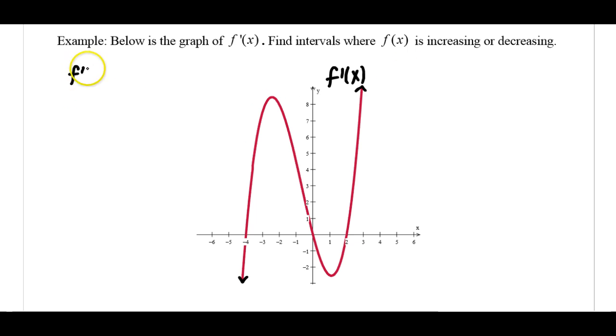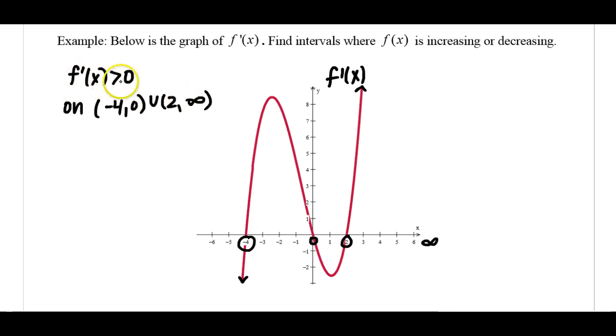So over here, I'll take a look at where the derivative is greater than 0. So this graph is greater than 0 or positive from the x value -4 to the x value 0. So f prime of x is greater than 0 on -4 to 0 and past 2. So beyond 2 to infinity, from 2 to infinity, that's where my graph of the derivative is greater than 0. So f prime of x is greater than 0 in these intervals, so f is increasing on the intervals given.